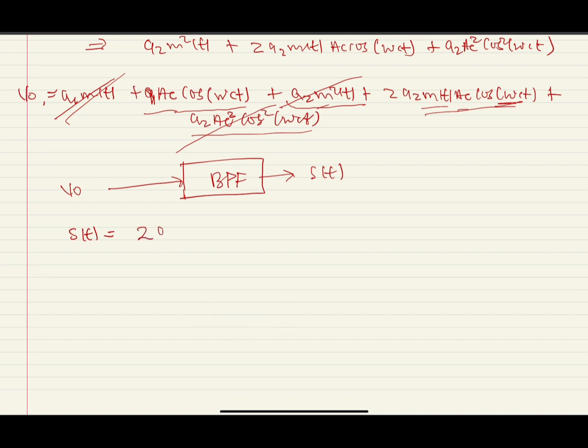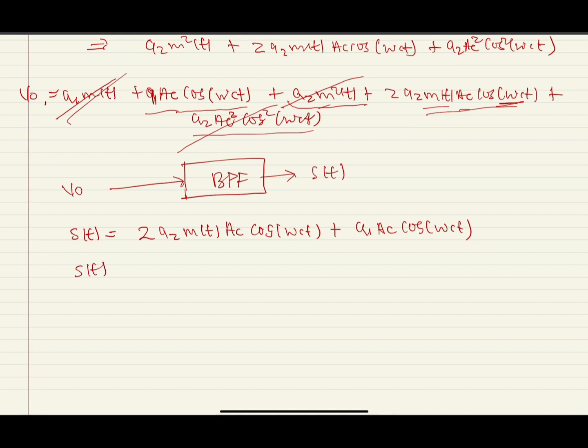to 2a2 m of t AC cos omega ct plus A1 AC cos omega ct. This at the end of the day is what we are going to get. And without wasting much time, we can factorize some variables outside.